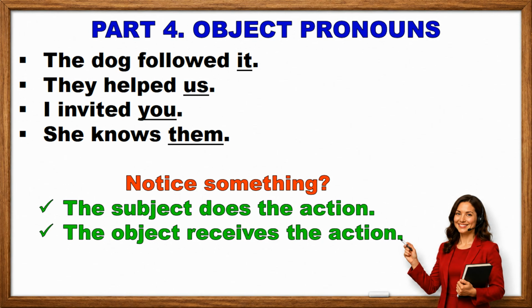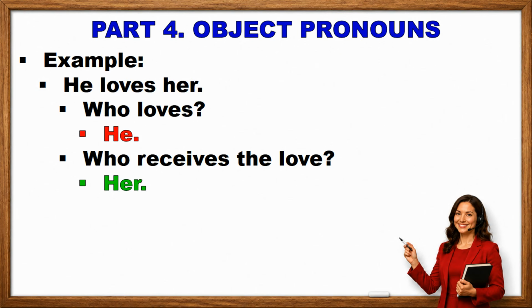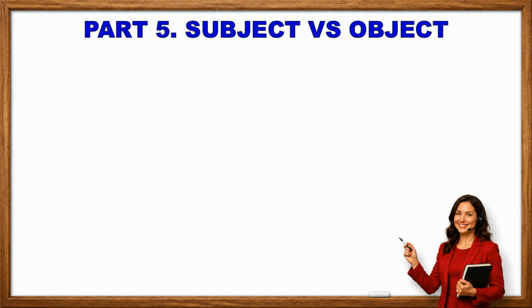Notice something? The subject does the action. The object receives the action. Example: He loves her. Who loves? He. Who receives the love? Her.